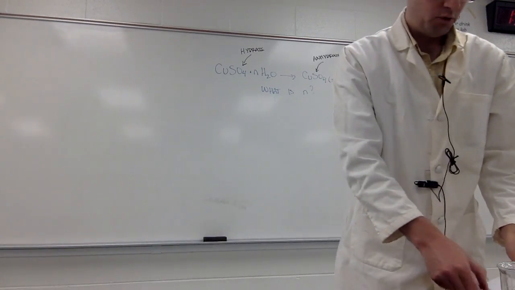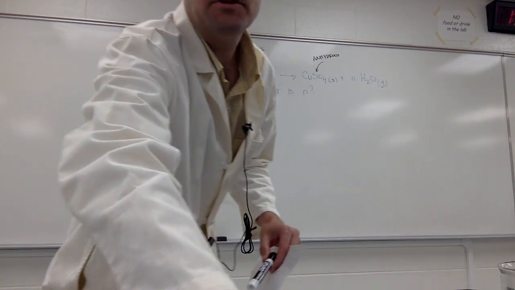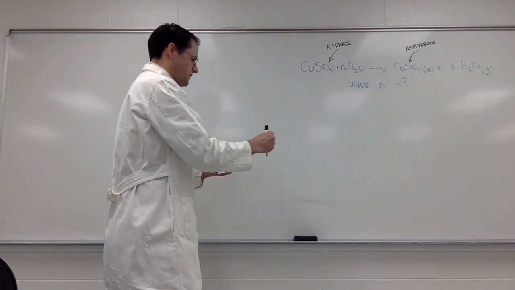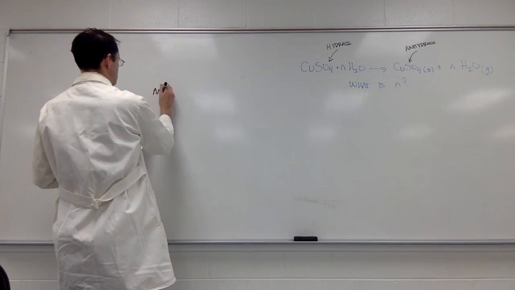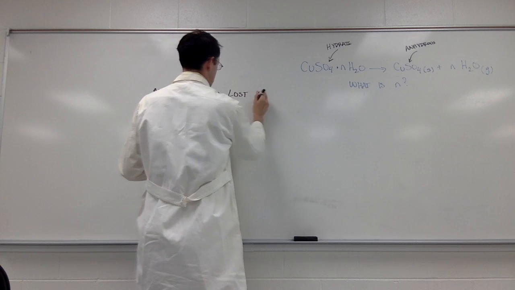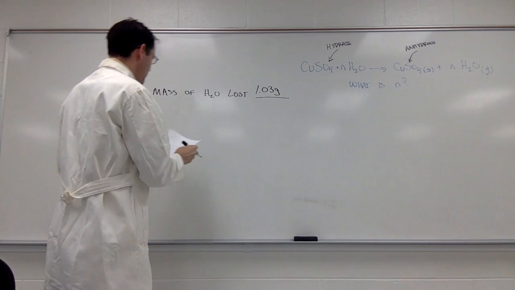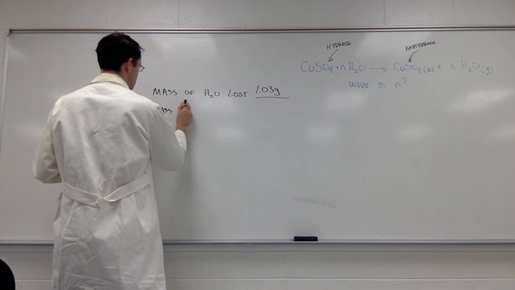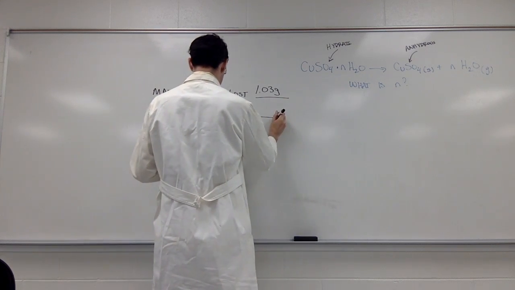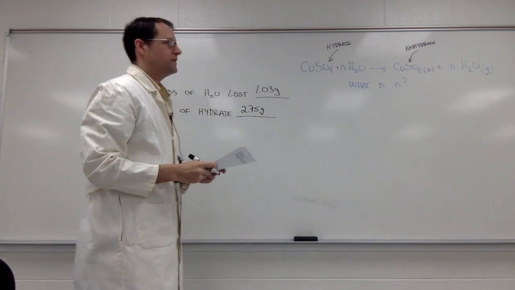We've got several pieces of key data that we've previously determined. Let me adjust the camera angle here. We've got the mass of water lost. We calculated it to be 1.03 grams. The mass of the hydrate we calculated to be 2.75 grams. And I've got these definitions still up here on the board.